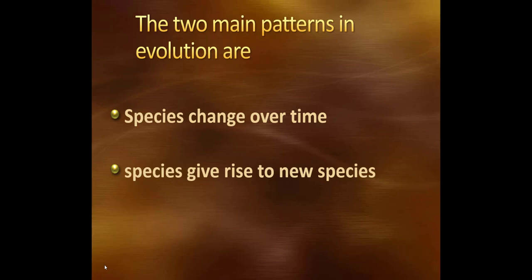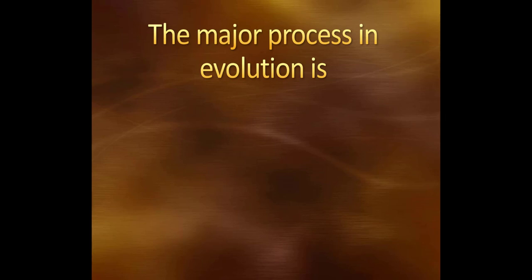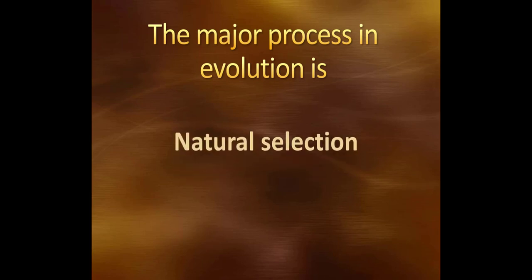And so by coming up and saying, oh, wait a minute, species aren't these immutable entities, they do change, and we do get the formation of new species, and of course we also know that we see the loss of species. So what about the major process that we see in evolution? How do we account for those changes over time and that rise of new species? Well, the major pattern is of course going to be natural selection.